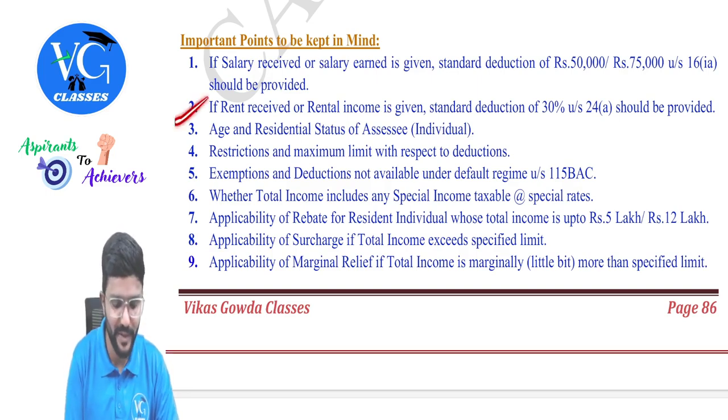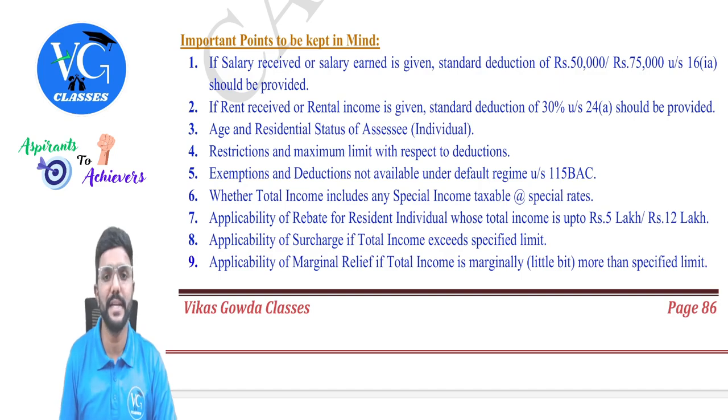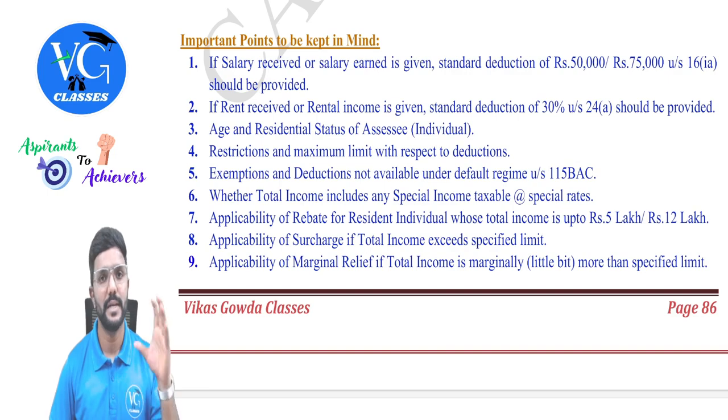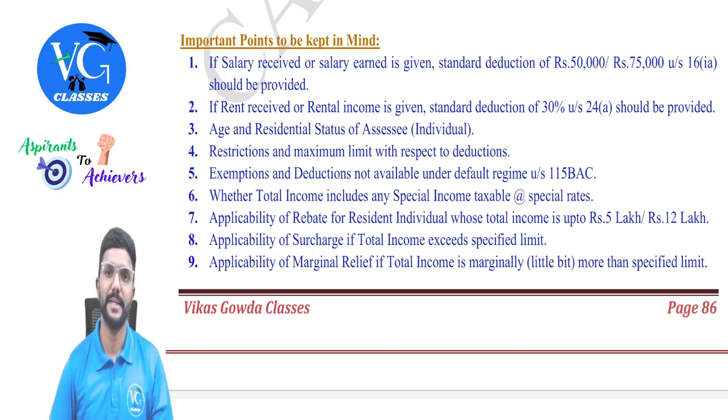Okay. Next, second one. If rent received or rental income is given, then a standard deduction of 30% under section 24A has to be provided. That is 30% of NAV. Guys, if assume only rent is given in the question or monthly rent is given, then straight away take that as the GAV. And if the question is silent about municipal tax paid or interest on housing loan and all, you can ignore it. But provide for the 30% standard deduction under section 24A, guys, even if the question is silent.